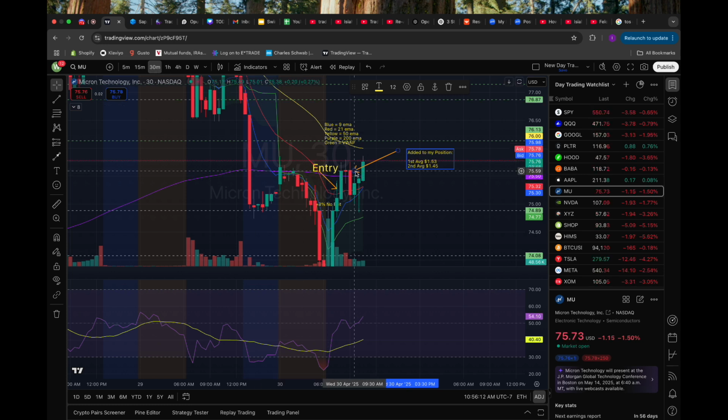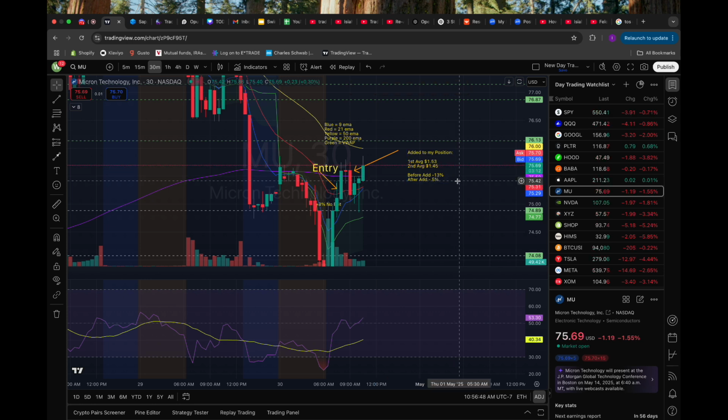Once I added to my position, I was down about 13%. And then once I added to my position, I was only down 5.5%, right? So before the add, I was negative 13%. After the add, I was negative 5%. Okay. Immediately, once I bought the contracts, I dropped down to 5%. So I was already better. Right. And so that was right here.